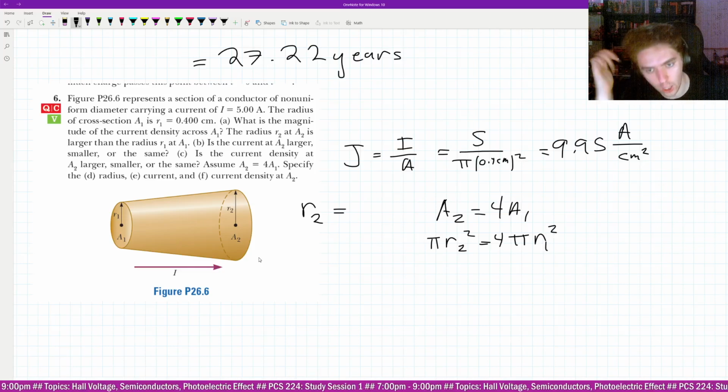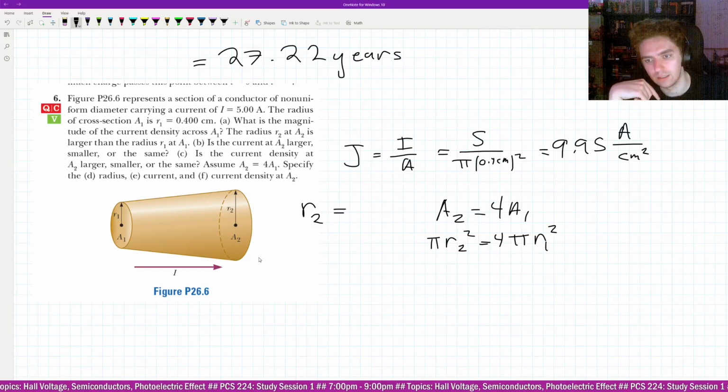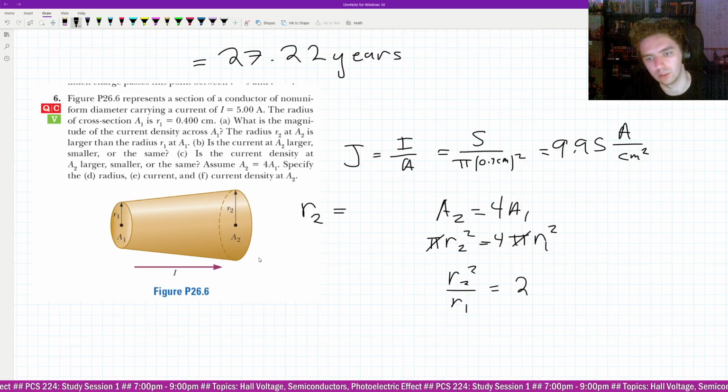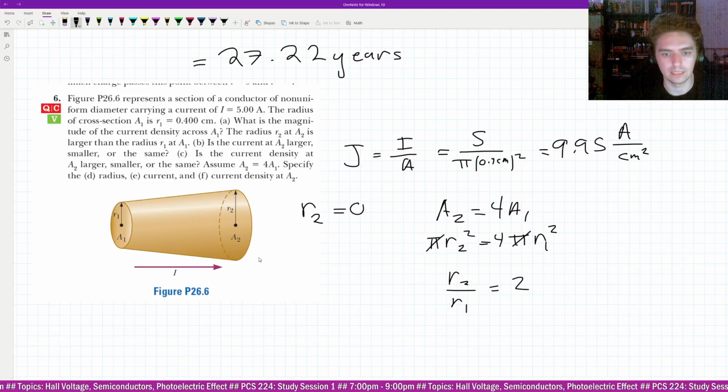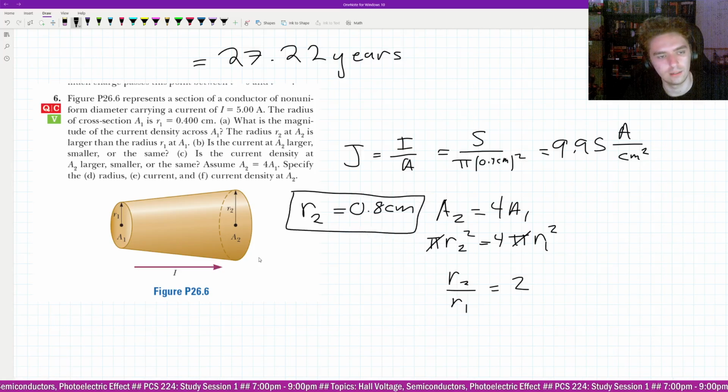And then I'm trying to find R2 over R1, right? So the pi's are going to cancel, right? And so R2 over R1 is equal to 2. If I just square everything, it looked like that. And then just take the square root of everything, you get 2. So R2 is 0.8 centimeters, right?